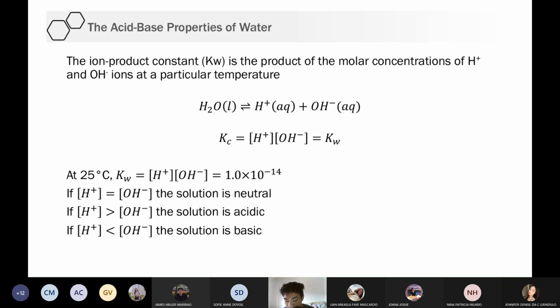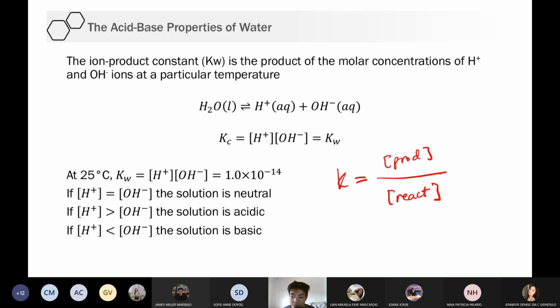If we get the equilibrium constant, hopefully familiar na kayo. If we get the equilibrium constant of this equilibrium equation, we will write K equals H plus times the OH minus. Again, in writing the equilibrium constant, that is the concentration of your product divided by the concentration of your reactant.